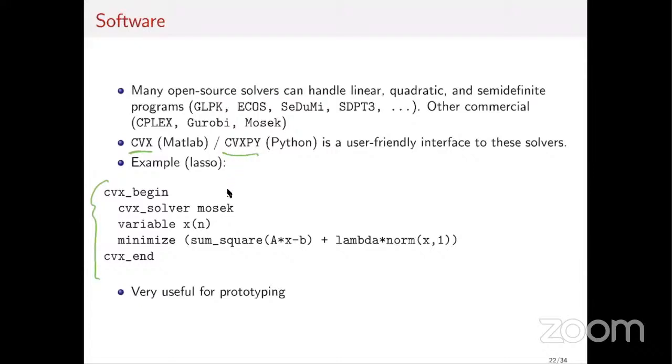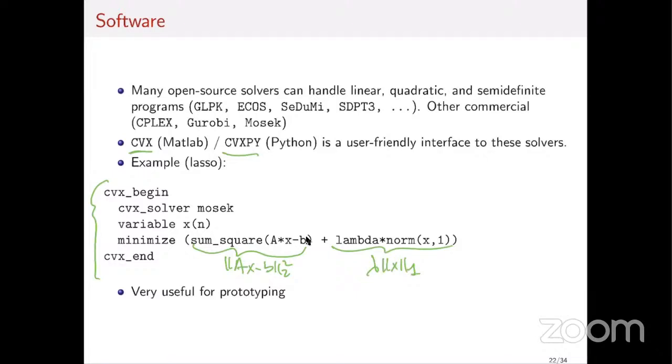You first specify the solver that you want to use. Here, for example, I use Mosek. You write that the variable of your optimization problem is a certain vector x that has n components. What you would like to do is minimize the sum of squares of the components of Ax minus b, which is just the norm of Ax minus b, squared, plus lambda times the L1 norm of x.